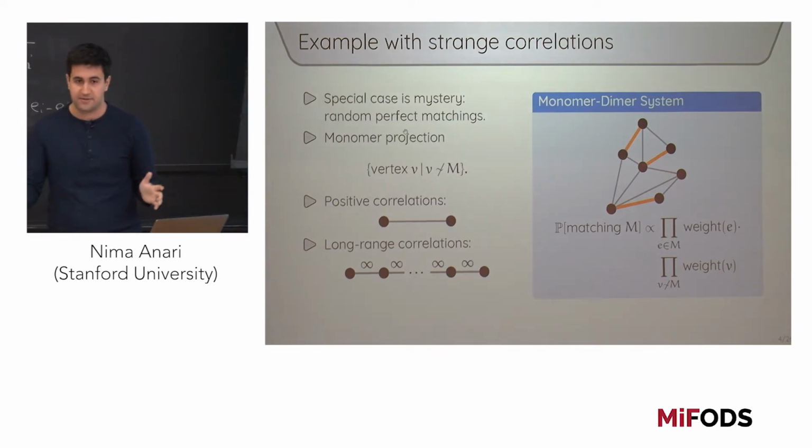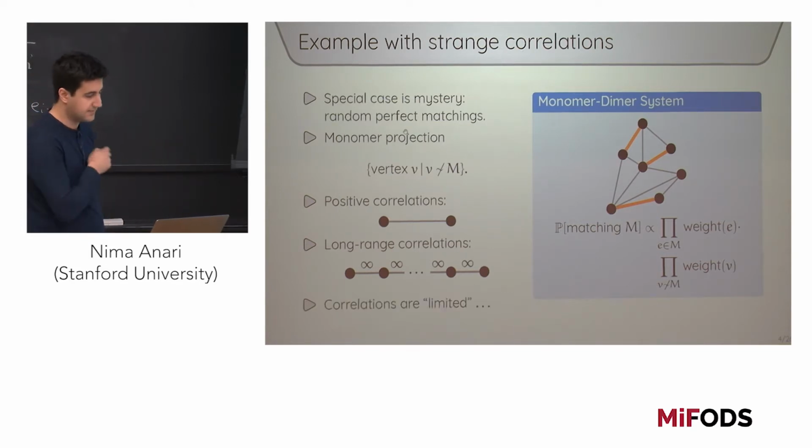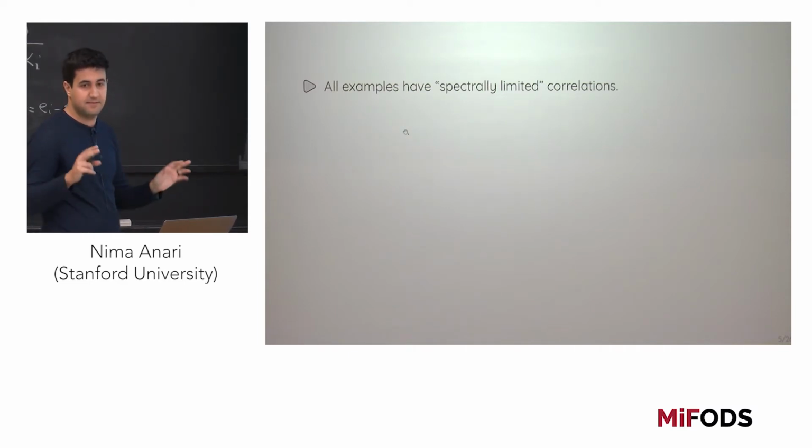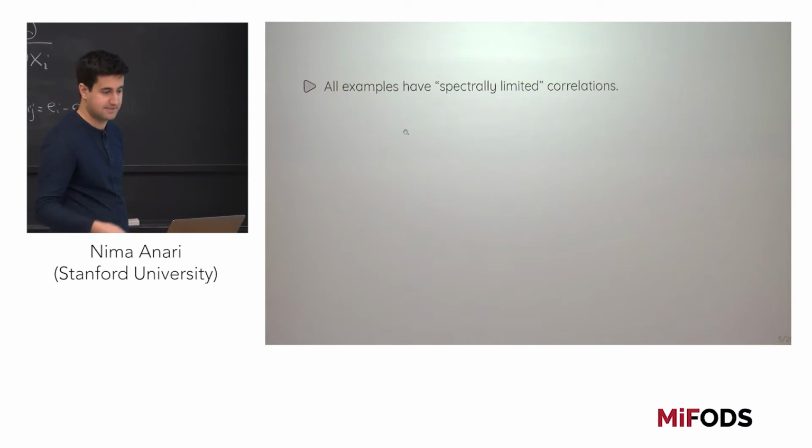So you have both long-range correlations and positive correlations. But still, I'm going to show you a method that handles this case as well. All right. So the general theme is that all of the examples that I showed you, including the monomer distribution, are going to have spectrally limited correlations. And I'll tell you what this means later on.